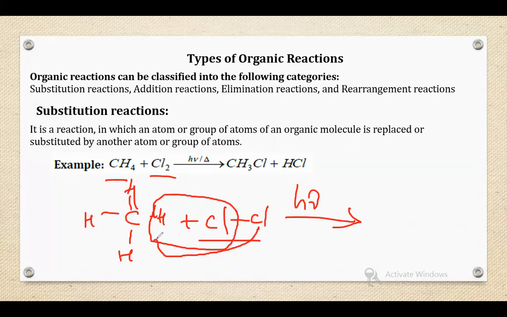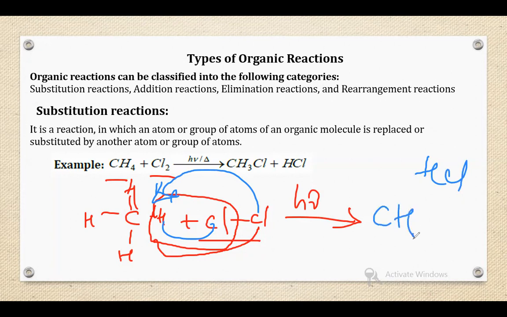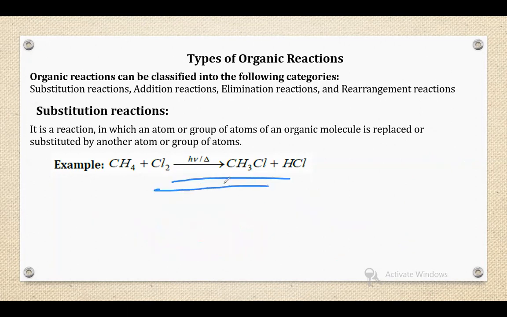So this chlorine replaces a hydrogen. If chlorine replaces this hydrogen, then what will happen? Hydrogen combines with chlorine to form HCl as the byproduct, and we get the major product CH3Cl, methyl chloride, with the formation of hydrochloric acid. So this is how the substitution reaction will take place. Hydrogen is substituted by chlorine. This we also call a free radical. Equal means Cl2 dissociates to form Cl and Cl, and chlorine substitutes hydrogen.